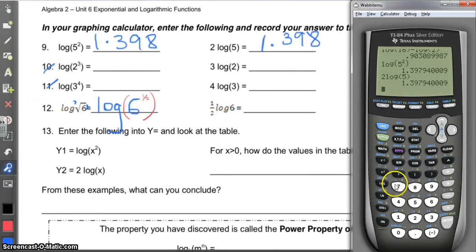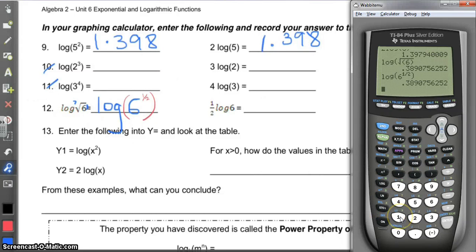So let's try this. You can either put log of square root of 6. You're going to get that, which is 0.389. Or you can put, for example, log of 6 to the power half, or 0.5, it's also the same thing. You can just move over to make it bigger if you want to. So 0.389, so whether you put it this way or this way, it's going to be the same thing.